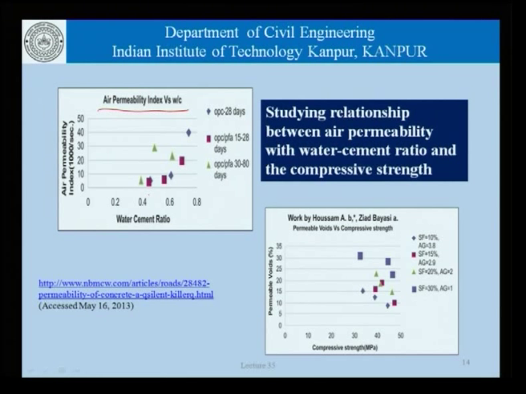So, if we look at these points that have been obtained here, we see that there is a lot of scatter, but at the end of it, the basic trend that as the water cement ratio is higher, the air permeability index is higher, does not seem to be violated, except that of course, depending on the age and the mix of the concrete and so on, those numbers actually could be different. What is interesting is this graph here.